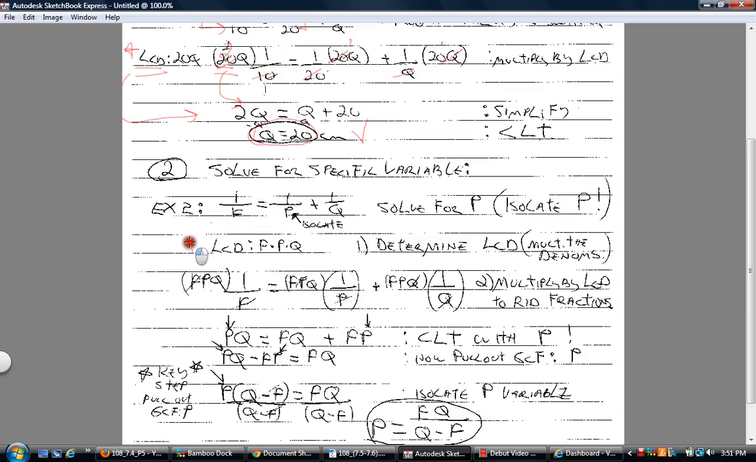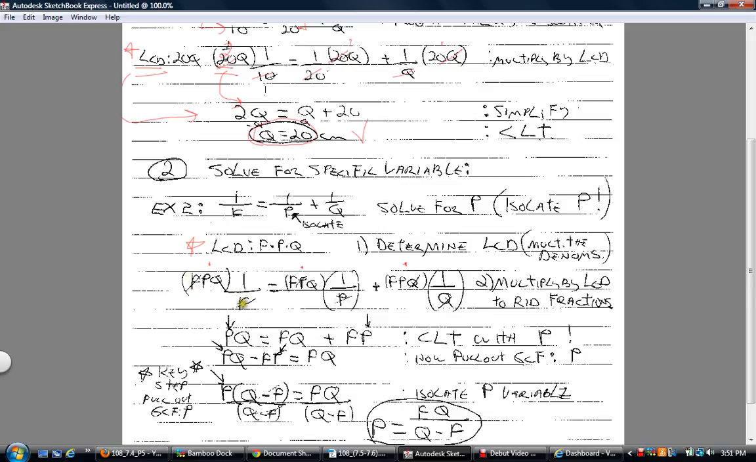Key thing, determine the LCD and multiply it. So here we go. We got f, p, and q. So FPQ will be the LCD. Every denominator has to be a factor in the LCD. So I took FPQ and I multiplied it in front of every term of the equation, or across the board, as I like to say. That clears out the fraction. If you get the correct LCD, it always works.